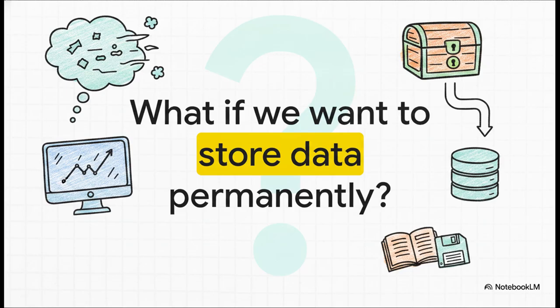store data permanently? We've all written programs that take an input, do some coding magic, and print out an output. But here's the catch. That output only exists while the program is actually running. The variables we use, they have a super short lifespan. The very second that execution stops, poof, the data is just gone.